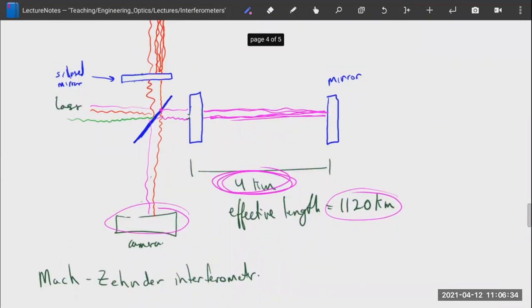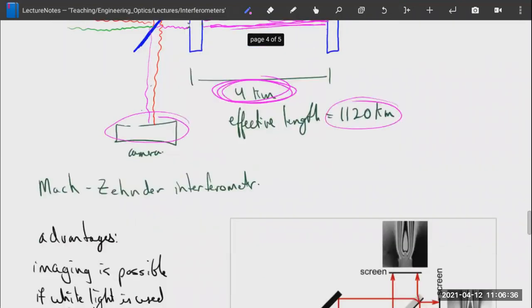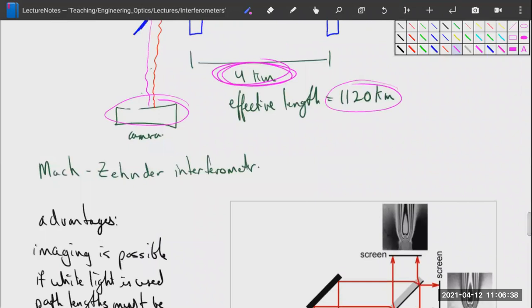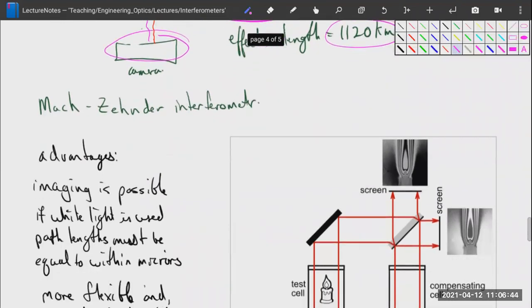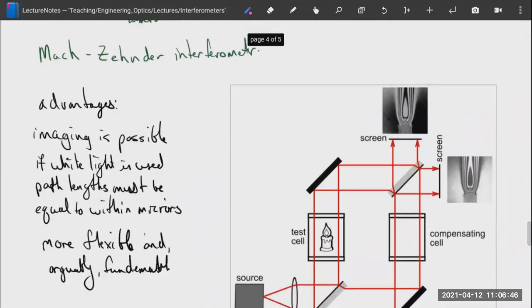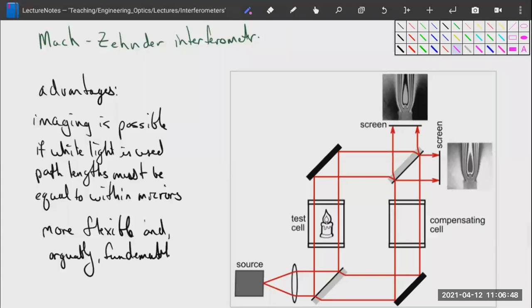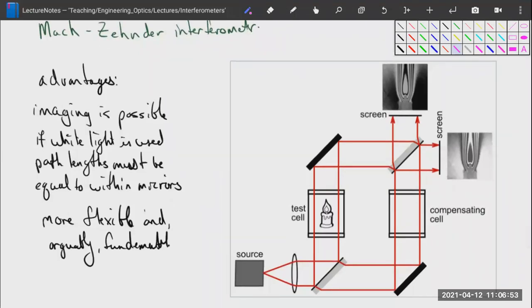It's pretty spectacular because it's a real confirmation of, well, we've had lots of confirmations of general relativity, but it's another one. I want to show you one more interferometer design and talk about the advantages of it.